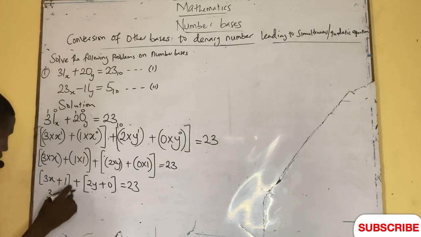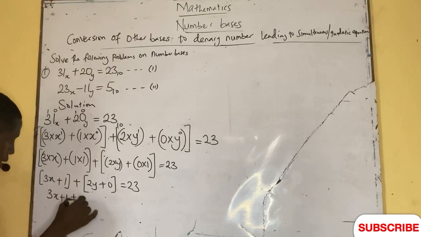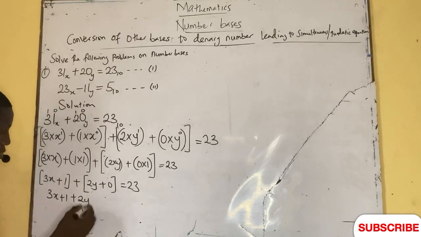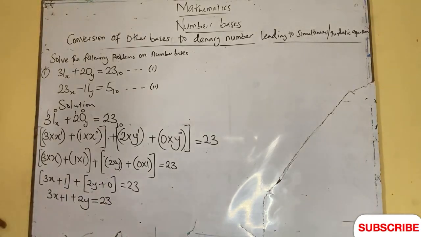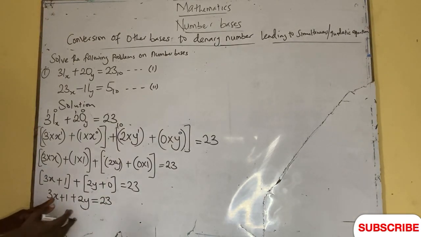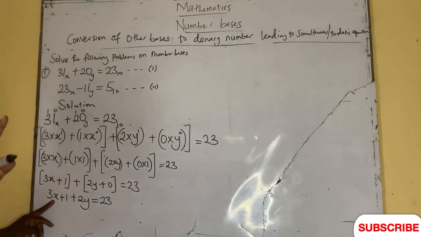3x plus 1. You can easily open this bracket because it is plus. 3x plus 1 plus 2y. This 0 has nothing to do, you ignore it. Equal to 23. Then you rearrange. This is already having x and y. That's what we call simultaneous equation. Simultaneous equation has 2 unknowns.